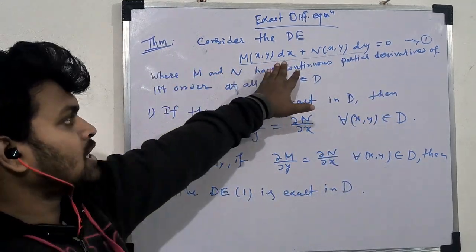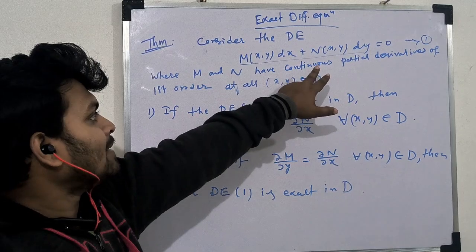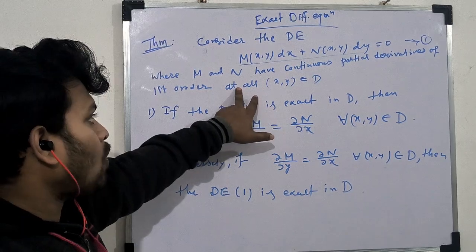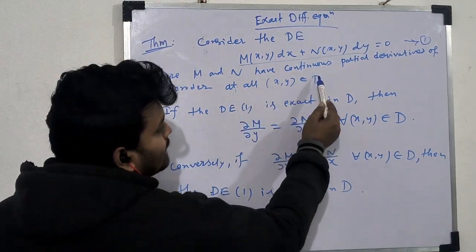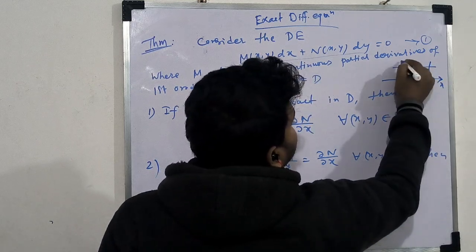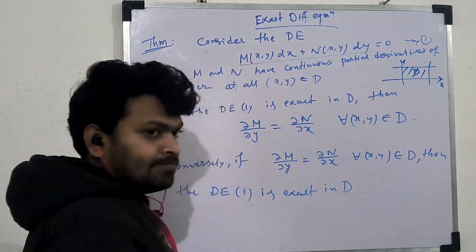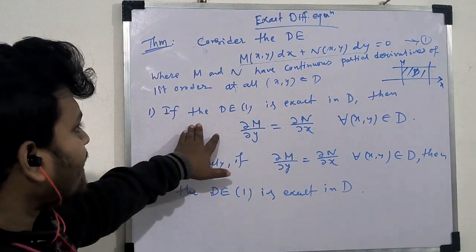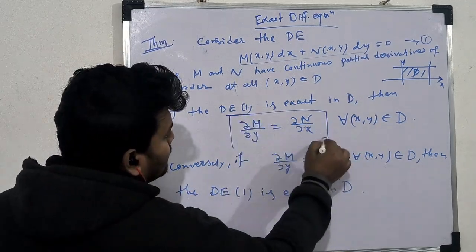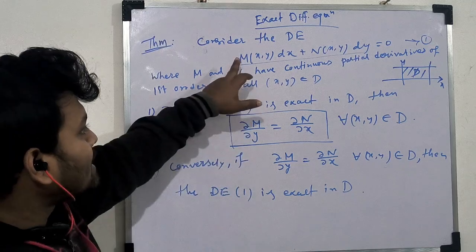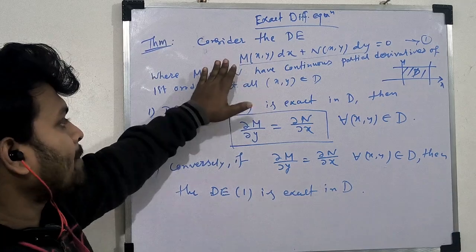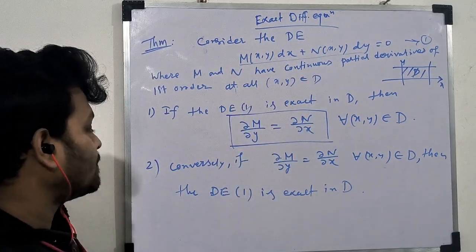So consider this differential equation 1, where M and N have continuous partial derivatives of first order at all points (x, y) in D, and D is a rectangular domain in this xy plane. So first, if the differential equation 1 is exact in D, then ∂M/∂y equals ∂N/∂x, where M and N are functions of x and y.